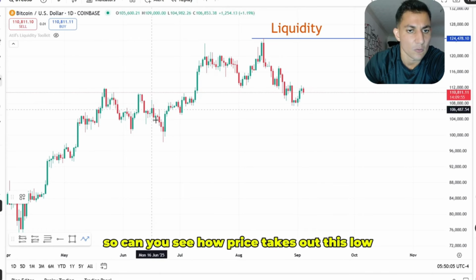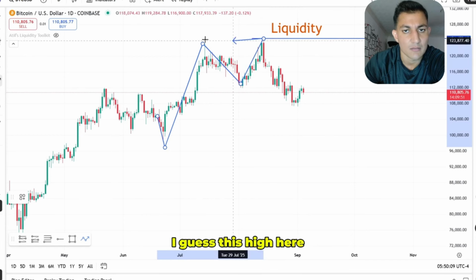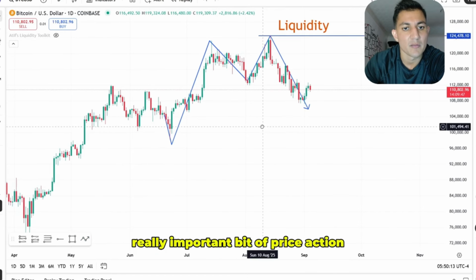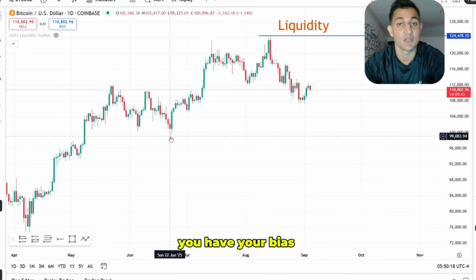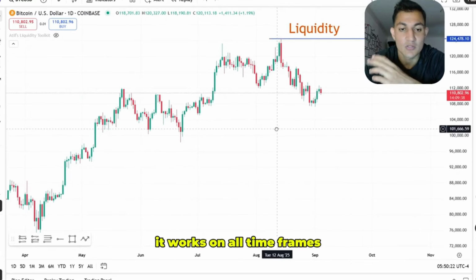Really important there. So can you see how price takes out this low, instantly shoots off, takes out this high here, leaves all-time highs and starts to retrace. Really, really important bit of price action. And if you wanted to trade the daily chart, which you can, you've got your sweep, you have your bias, fair value gap can be your entry, and it works. It works on all time frames.